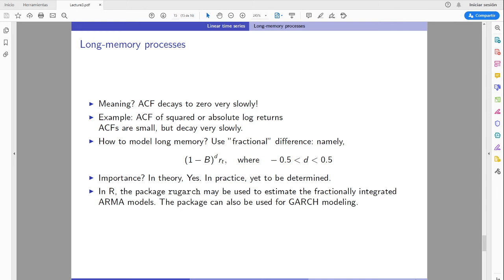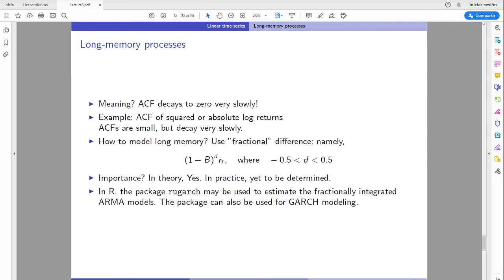Now, how could we model this? Well, we're going to use what is called fractional differencing, applied to this r sub t. And instead of using an integer here, we're going to use a value between minus 1/2 and 1/2. Theoretically, this is canonical; it is incredibly powerful and very important. In practice, it's not as relevant, so we'll probably overlook it.